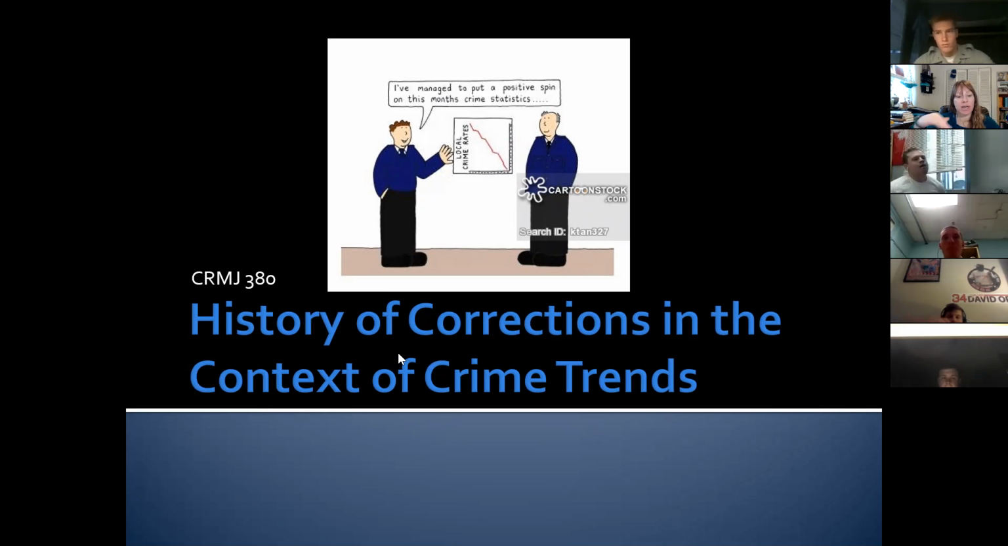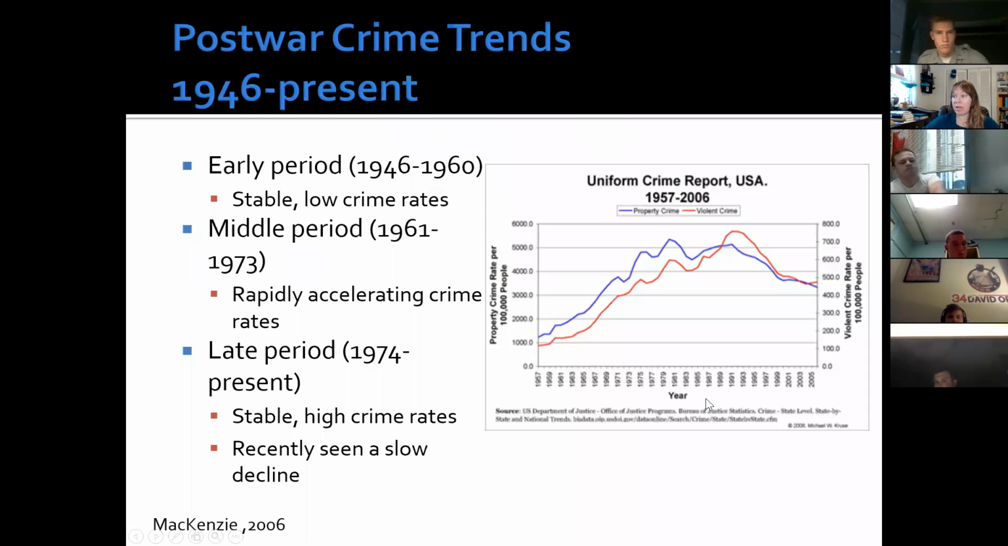Okay, so let's briefly go over what we went over on Wednesday, and then we'll pick up where we left off. What we're going over this week are the crime trends and how corrections assimilated based on those crime trend changes. So we started by looking at the post-war crime trends. The early period from about 1946 to the 60s had stable low crime rates that you can see a little bit right here. Just imagine that it went straight across like that.